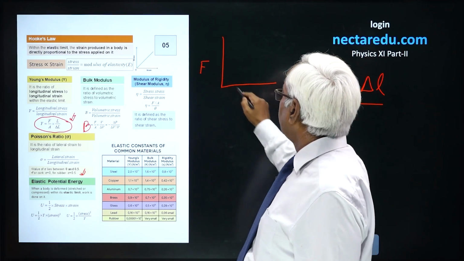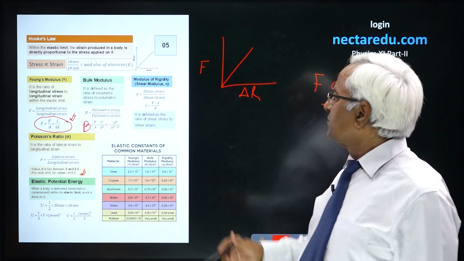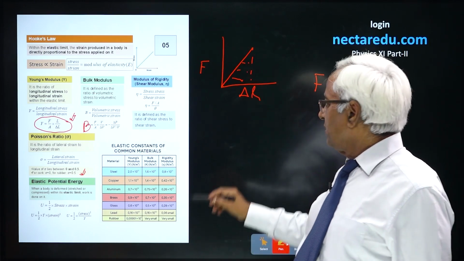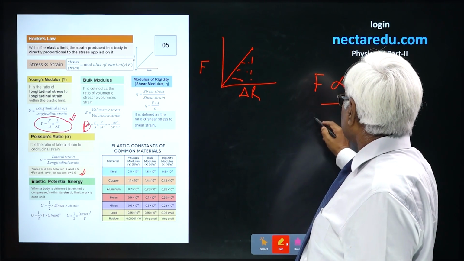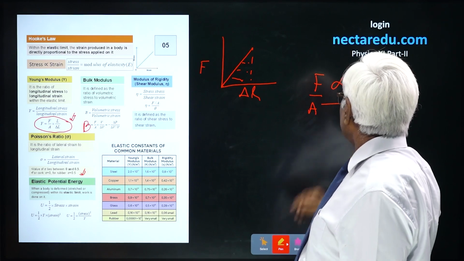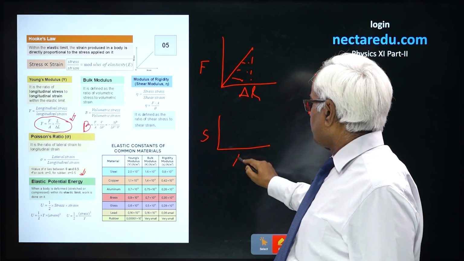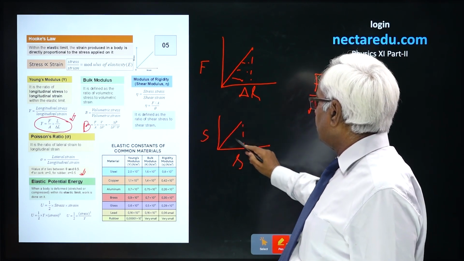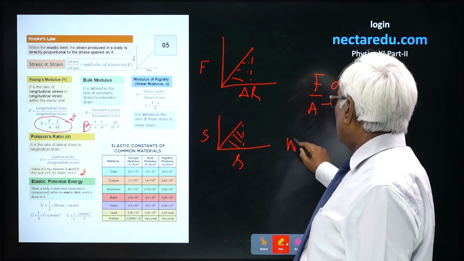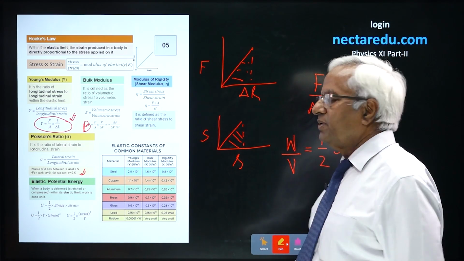If you plot the graph between force and extension up to the limit of proportionality, it's going to be a straight line. The area is going to be work done. When you say force is proportional to extension, you divide it by area, you divide it by length. This is stress, this is strain. Stress is proportional to strain. This again is going to be a straight line. This area will be equal to work done per unit volume. Work done per unit volume is half stress into strain.